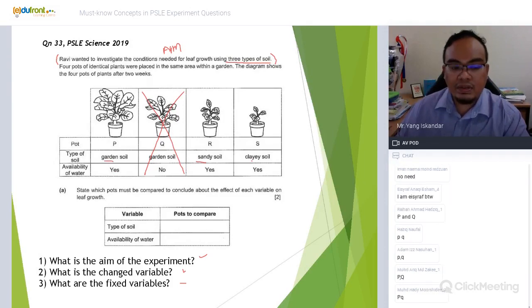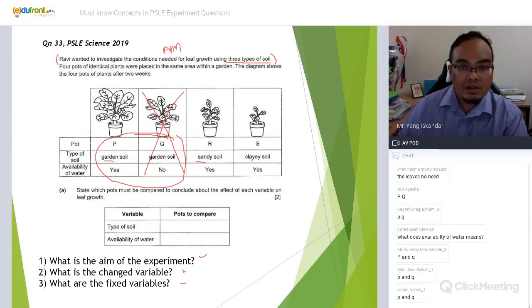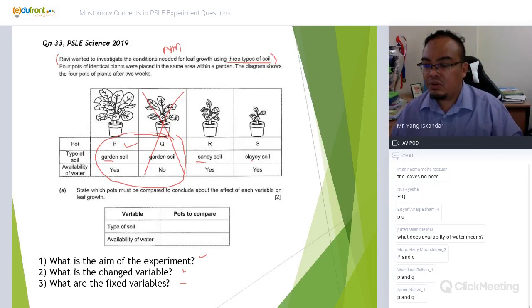If you want to test the availability of water, which setup will you use? P and Q. Excellent, very good. You should use P and Q, right? Because if you want to test for availability of water, you must keep the type of soil the same. And the type of soil here is garden soil. You're not testing the garden soil, right? You want to test the availability of water. So you need to use setup P and setup Q.